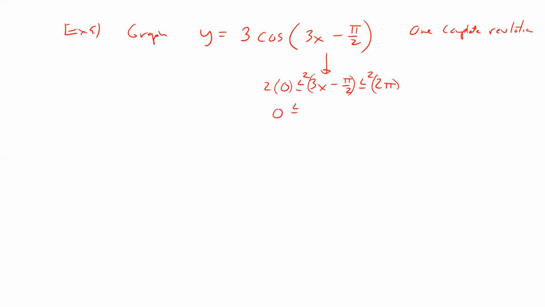So 0 times 2. Okay, this is going to be 2 times through, which is 6x minus, ooh, this is fun. Let's see, 2 times pi over 2 is going to be pi. Now I got myself a 4 pi.